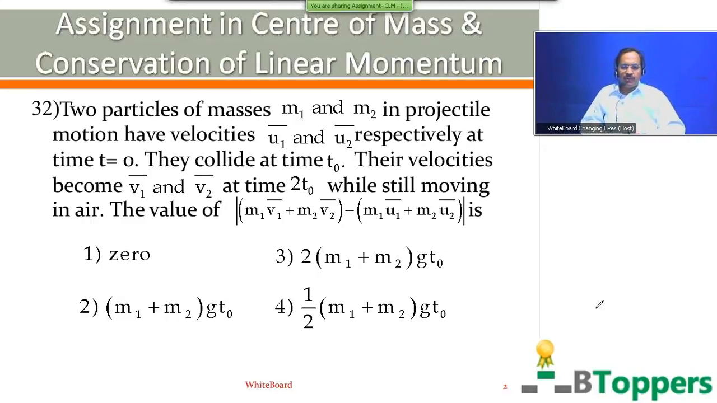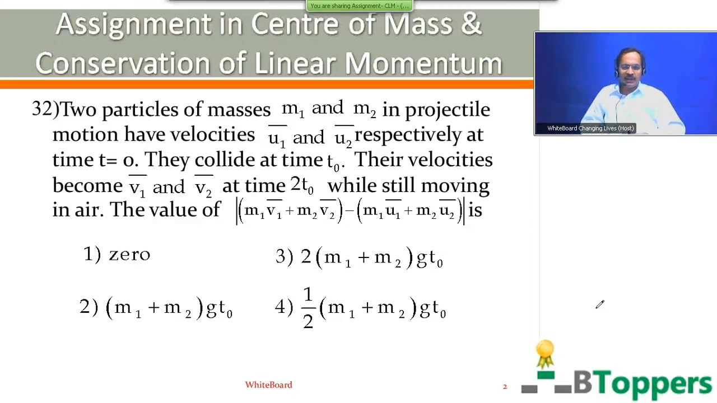but it is within the scope of the other entrance examinations also. Now m1 v1 bar plus m2 v2 bar gives you the total linear momentum of the system of the two particles of mass m1 and m2 at time 2t naught. m1 u1 bar plus m2 u2 bar gives you the total linear momentum of the system of the two particles at the initial instant t equal to 0.